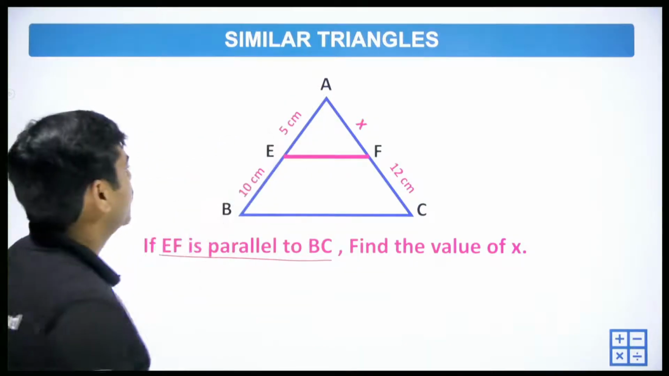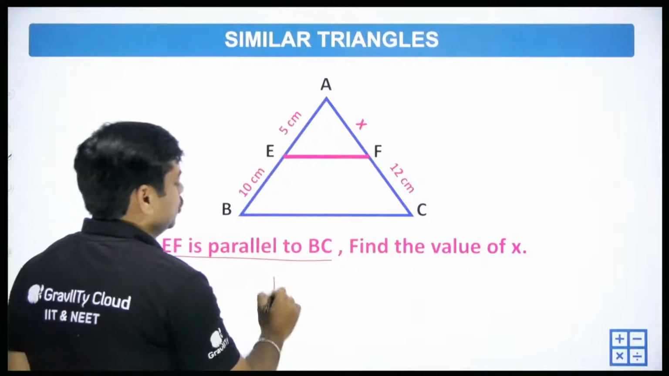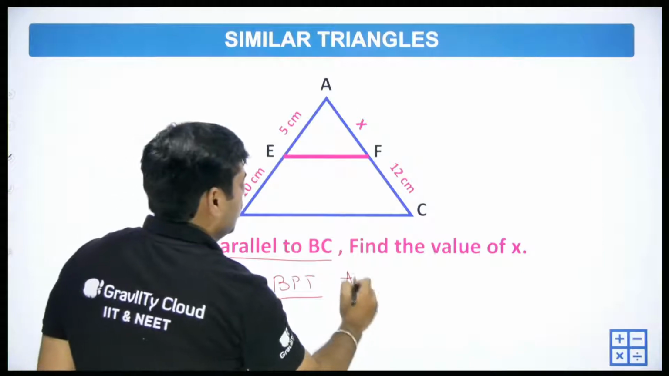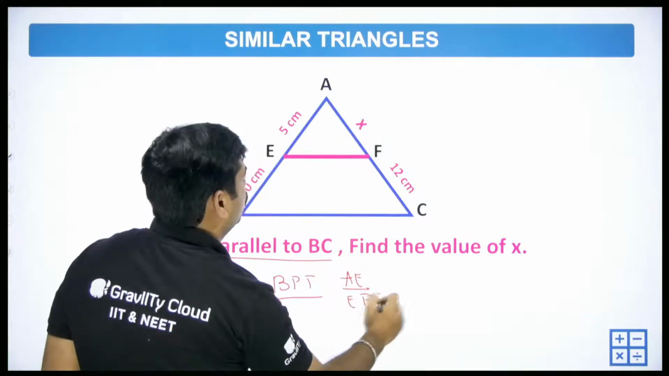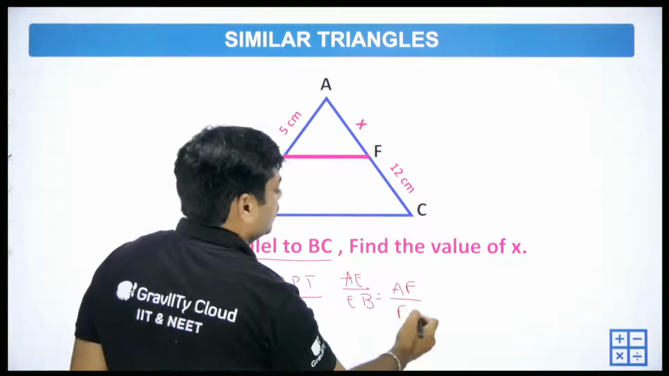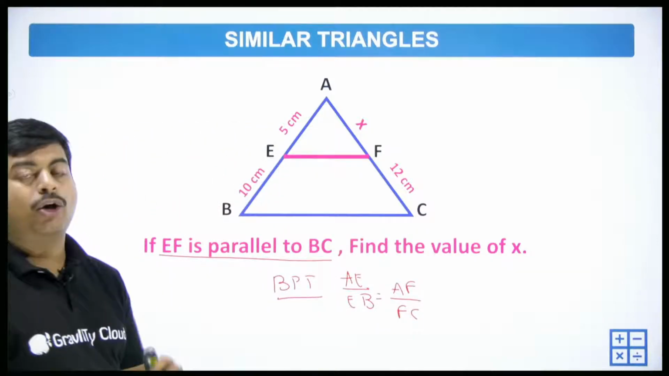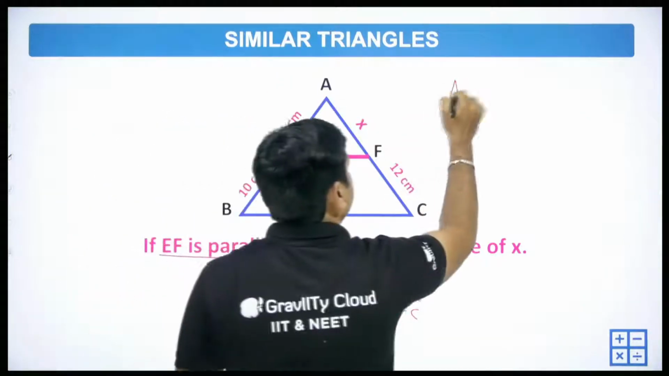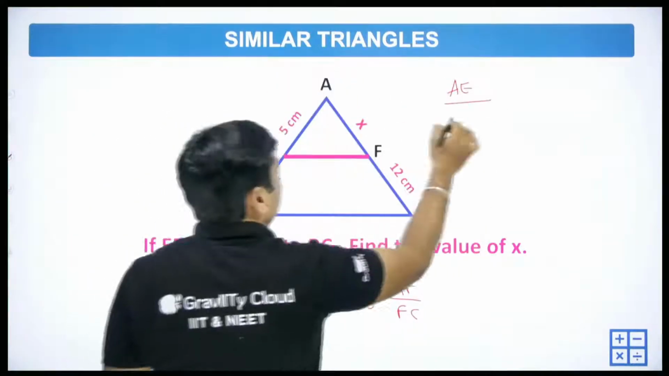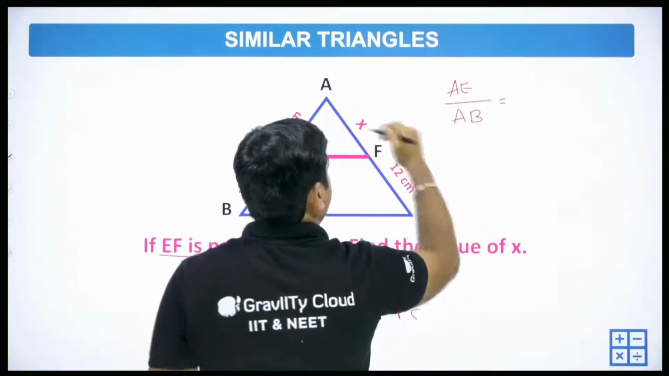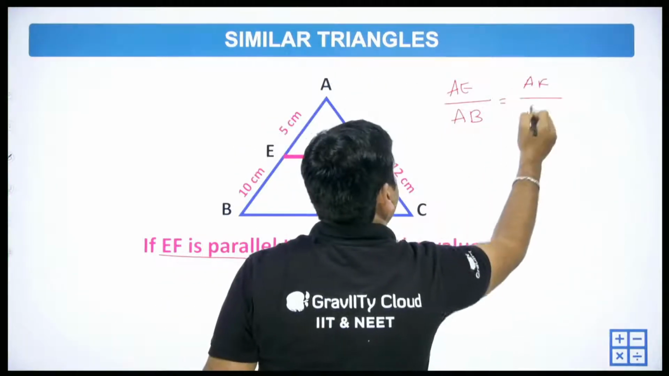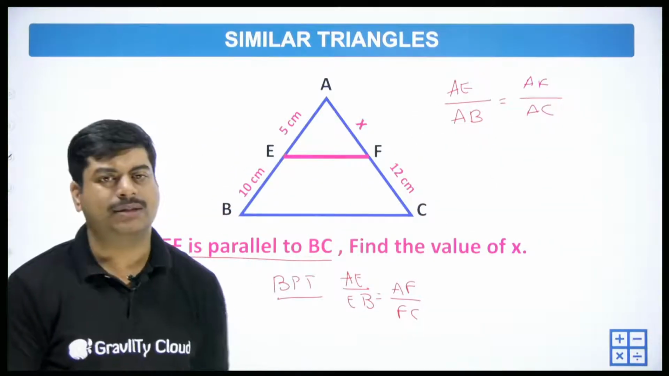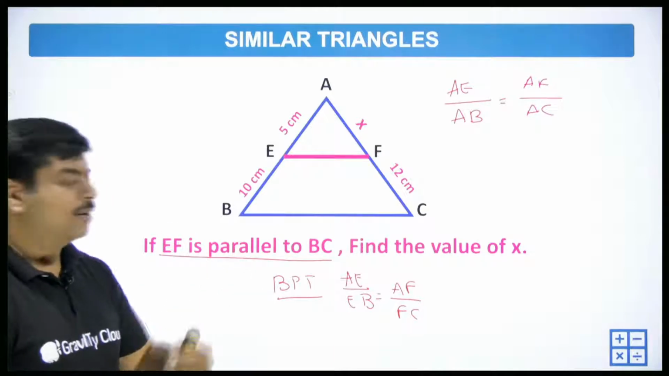Again, the same basic proportionality theorem. Using BPT, we can say that AE by EB is equal to AF by FC. And not only this one, sometimes in some books you may also notice another type of ratio, AE by the total AB, AE by AB is equal to AF by the total AC, right? Even in that way, you can use the basic proportionality theorem. Both are the same. They're in proportion, right? This is a ratio that we are considering as proportion.